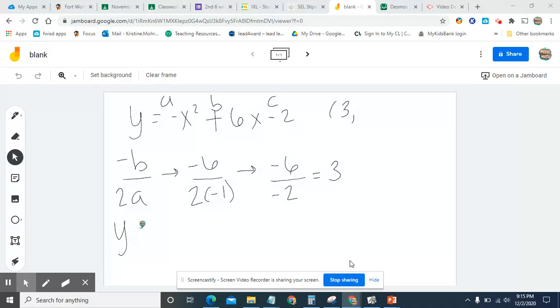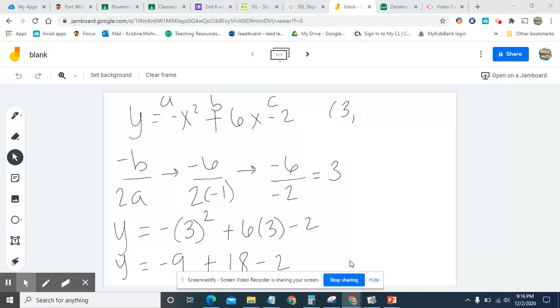So we'll have y equals negative, and I'm going to put parentheses every single time that I change x. So negative, and instead of x now, it's going to be parentheses 3, and then the square, plus 6 times, instead of x, it's replaced with 3, minus 2. So you can do this by hand, of course. 3 squared is 9 with a negative in front of it. So negative 9 plus 6 times 3 is 18, and then minus 2 here.